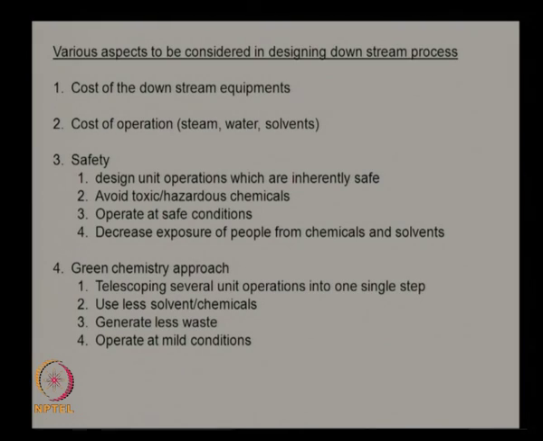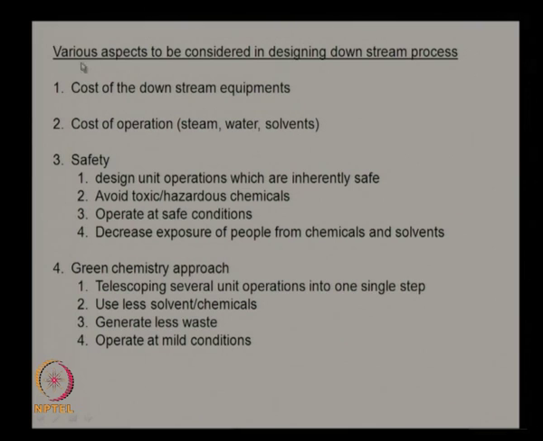There are various aspects one needs to consider while designing downstream process. The very first thing is what is the cost of the equipments which we plan to purchase. If I am purchasing a filter, how expensive it is, if I am purchasing a centrifuge, how expensive it is, because that is going to add to the capital cost of the equipment. Should I buy a centrifuge or should I buy a filter? Can I do the same job using a centrifuge which I can do with the filter, and if the filter is cheaper than a centrifuge, then isn't it better to go for a filter rather than a centrifuge.